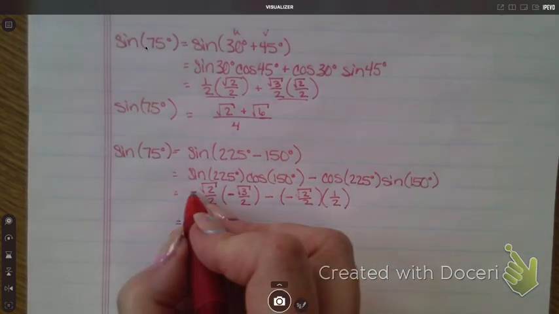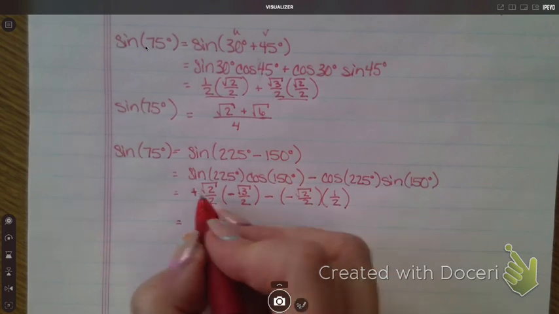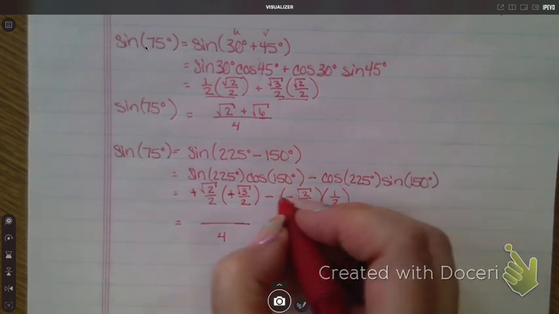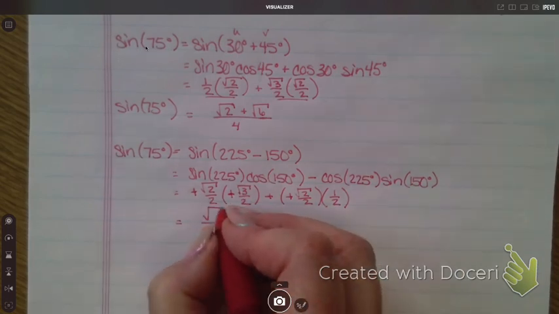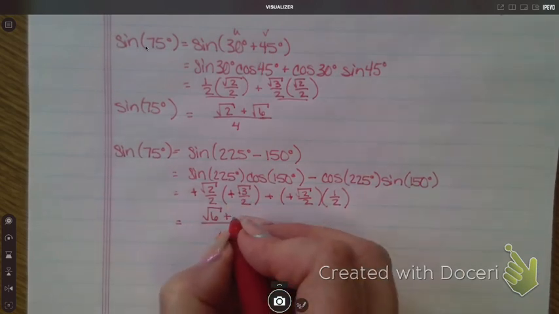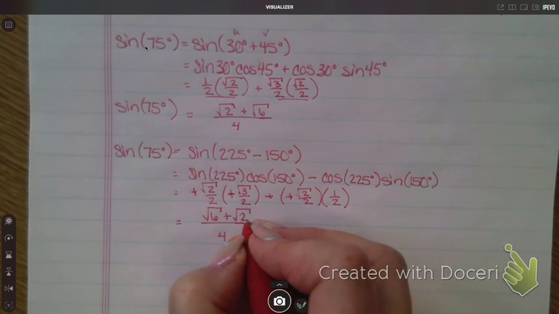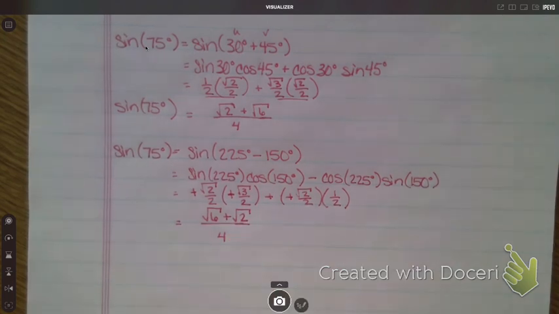And a negative times a negative is a positive. So I get the square root of 6 plus the square root of 2. Did I get the same answer? Yes.